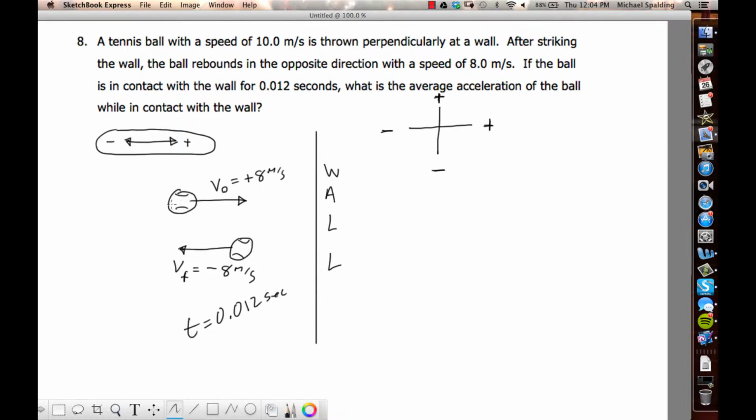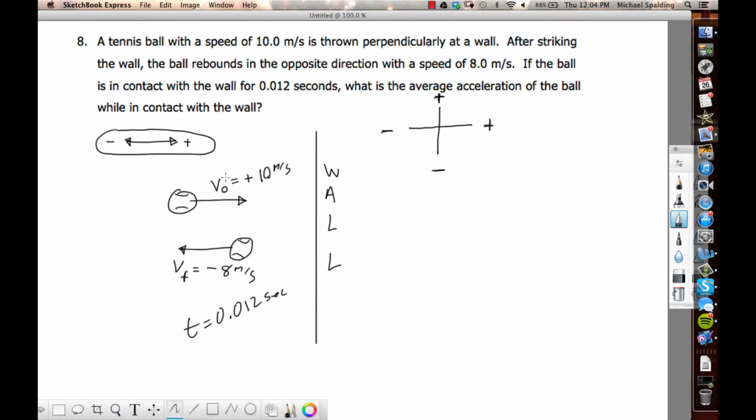So we're told that this ball is thrown at a wall. It comes in at 10 meters per second. So V initial is 10 meters per second. Why did I make that a positive 10? Because it's going to the right.